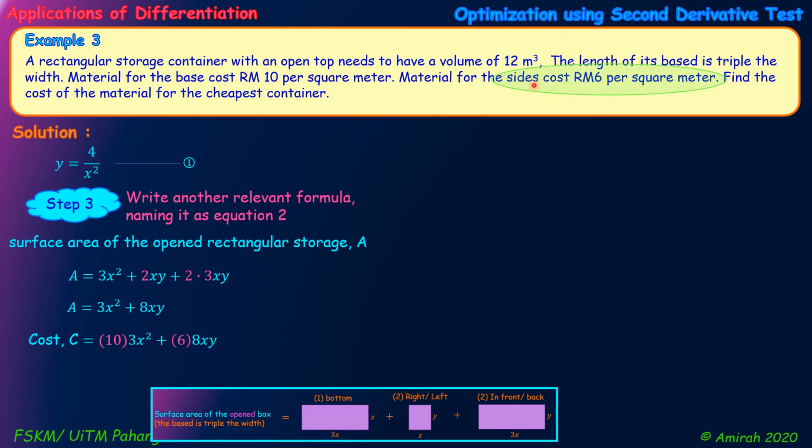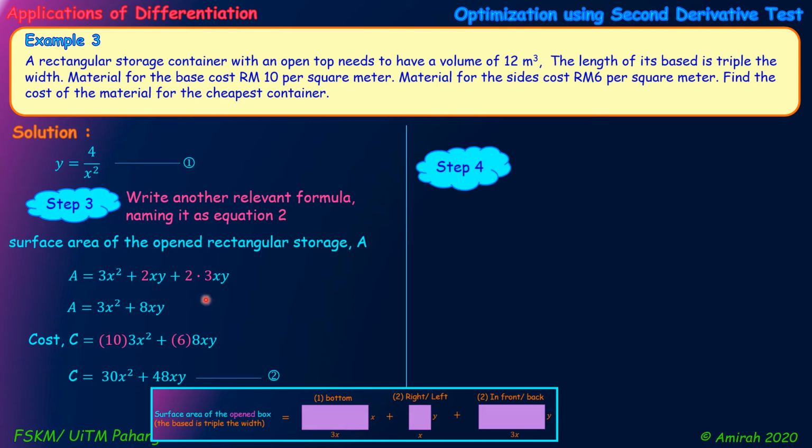And then material for the sides costs RM6 per square meter. Side here means right, left, and in front, back. From here, 2xy plus 2 times 3xy, which is 8xy. So we multiply by 6. Then we simplify, so we get cost, or C, equals 30x squared plus 48xy. Then we name it equation 2. This is another relevant formula, which is cost, that we get from the surface area formula.